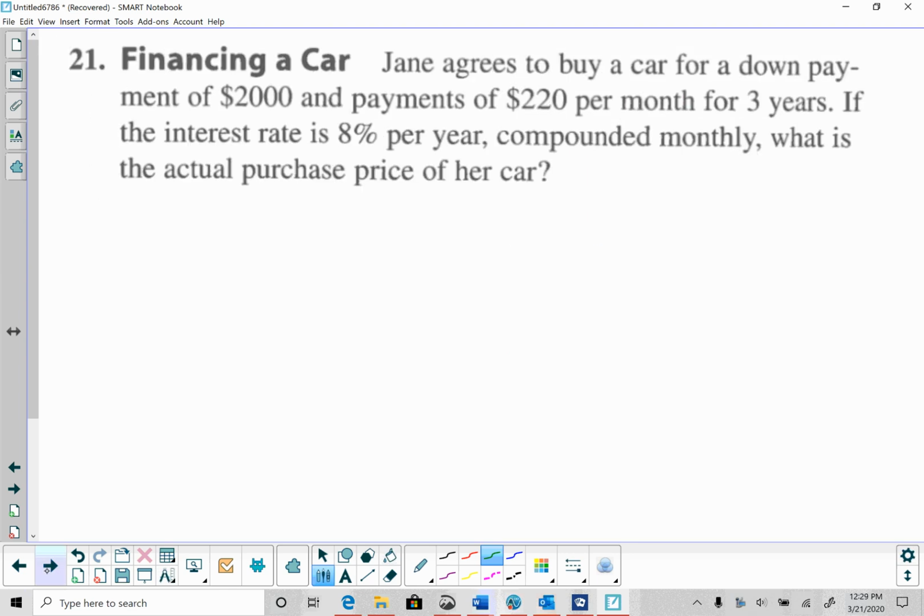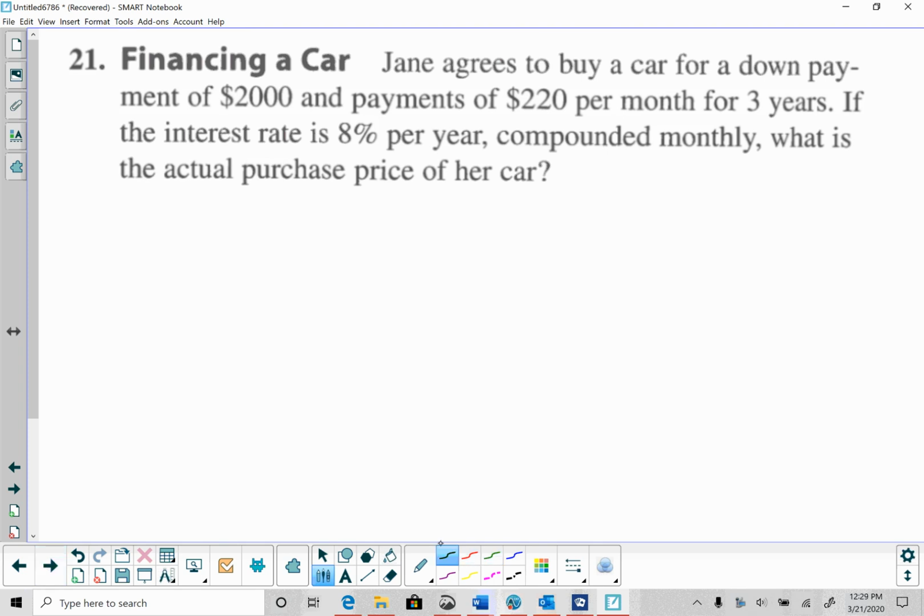All right, 21. Suppose we're going to save up. Jane agrees to buy a car for a down payment of $2,000, and then she can afford payments of $220 a month. She wants to pay it off in 3 years. If the lending company is offering her an interest rate of 8% per year, monthly payments, compounded monthly, what is the actual purchase price of her car?